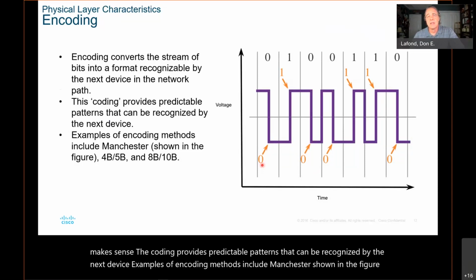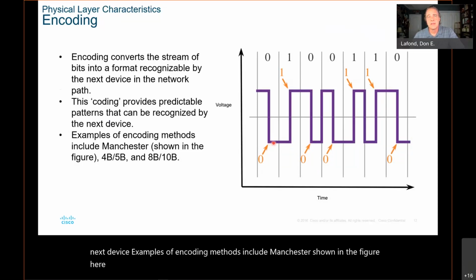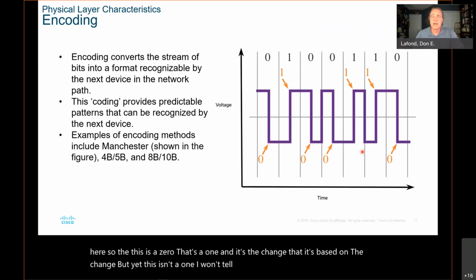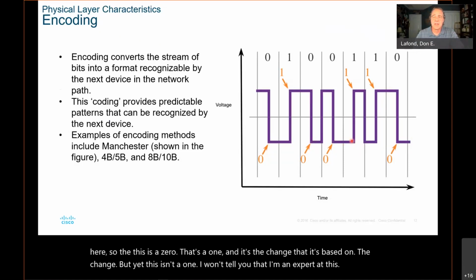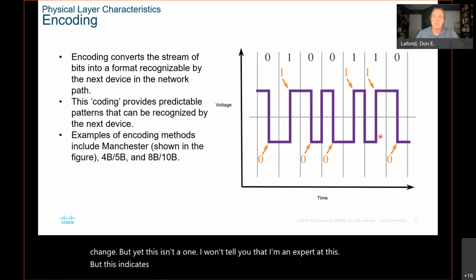So this is a 0, that's a 1, and it's based on the change, but yet this isn't a 1. I won't tell you that I'm an expert at this, but this indicates another 0. This indicates a 1.